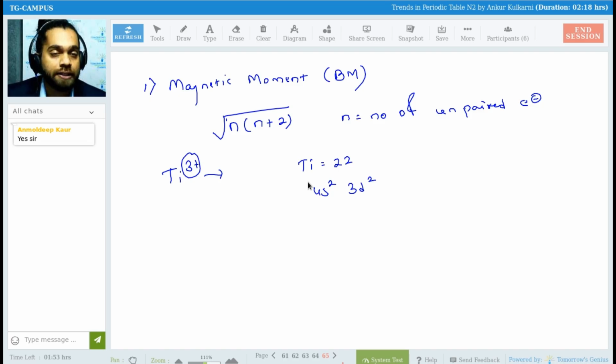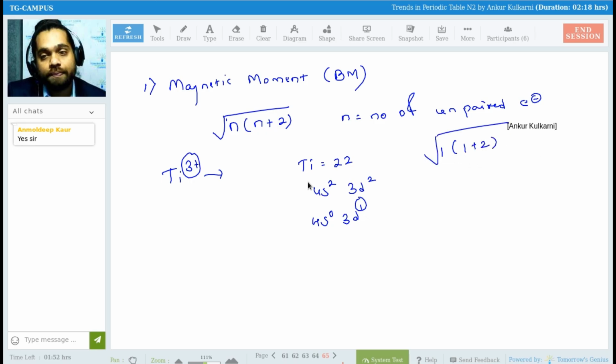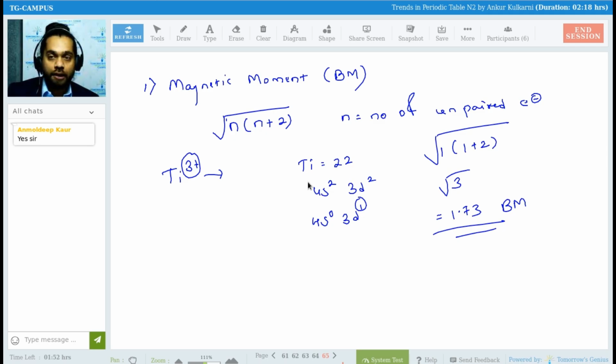When do you get a positive charge? Positive charge you get when you remove electrons, isn't it? So it is 4s0 3d1. So I have one unpaired electron. If I put it over here, 1 plus 2, it becomes 1 into 3, under root 3, that is nothing but 1.73 Bohr magneton. Is it clear, everyone?